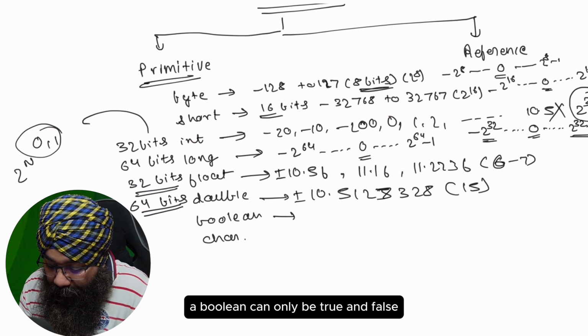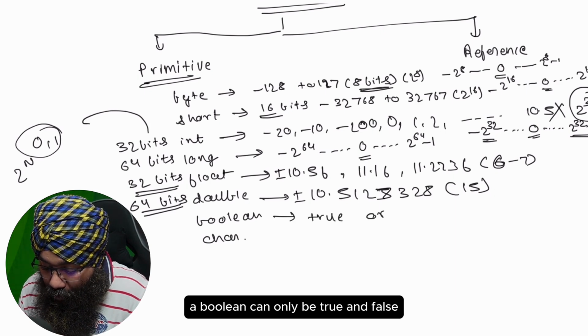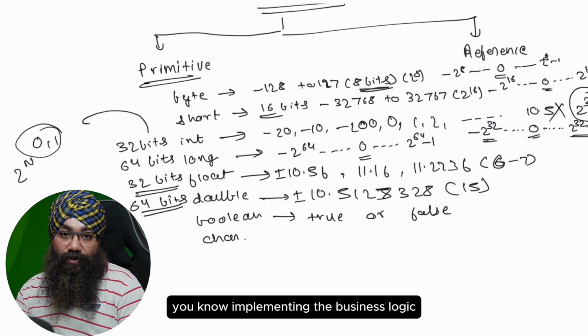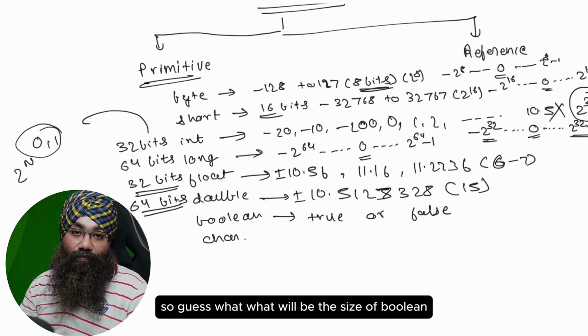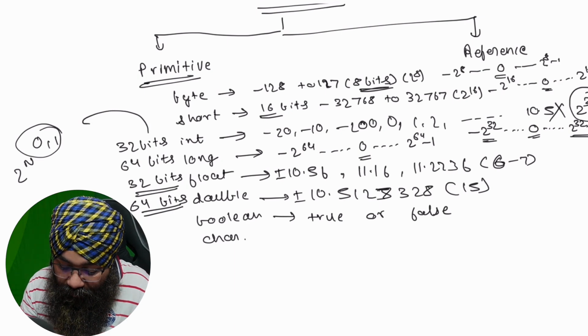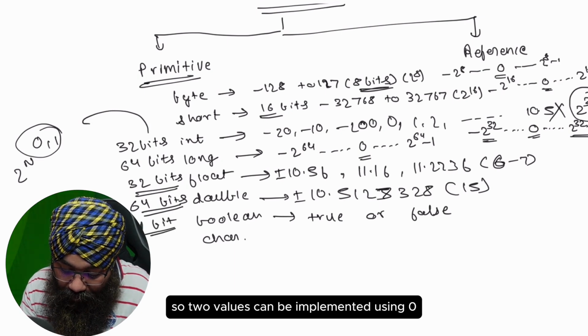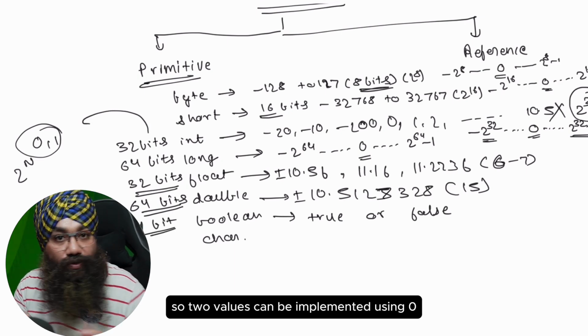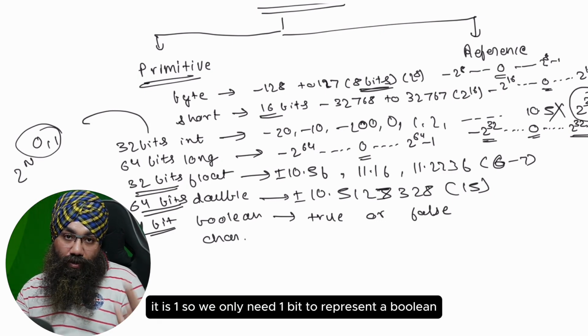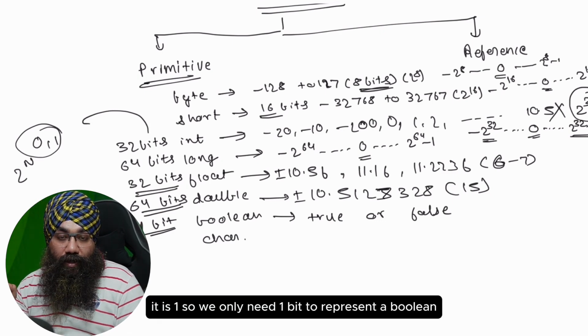A boolean can only be true or false. So it is used greatly in implementing the business logic. So guess what will be the size of boolean? Obviously, because it has two values, it will be 1 bit. Two values can be implemented using 0 and 1. If it is false it is 0 and if it is true it is 1. So we only need 1 bit to represent a boolean.